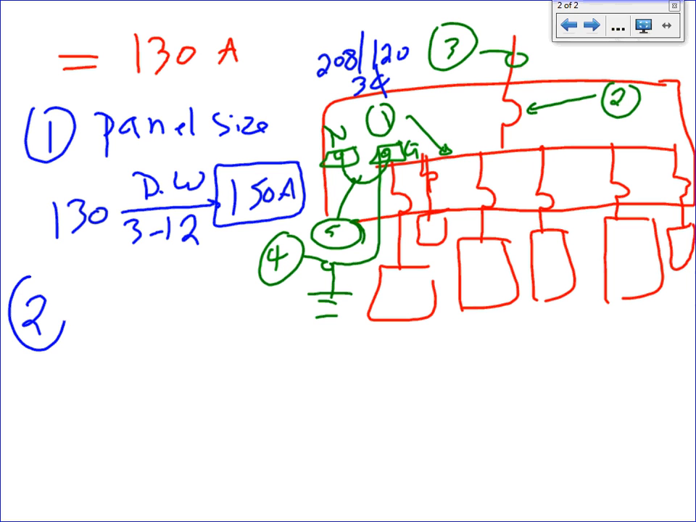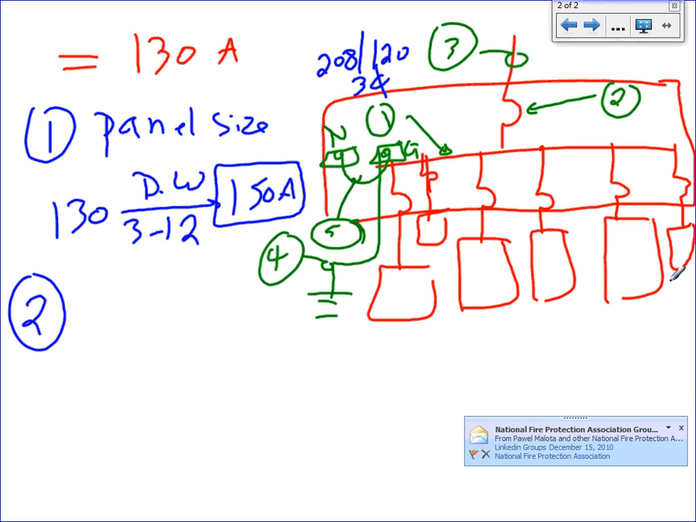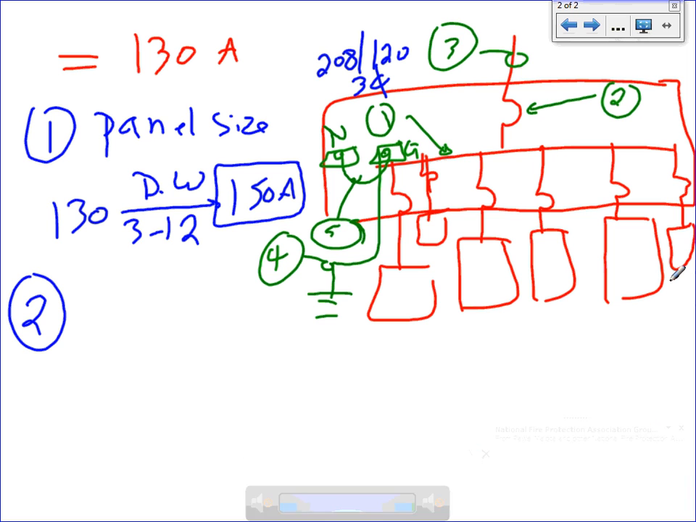Number 2. Any question, guys? For number 1, number 2 happens to be the overcurrent protection device. I want to bring your attention to one article that talks about it, guys.